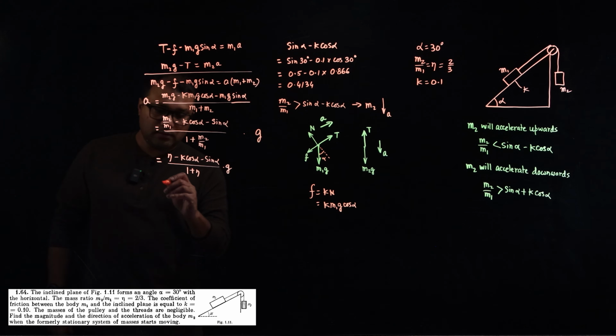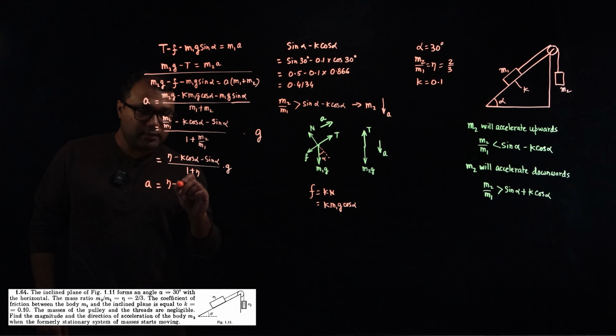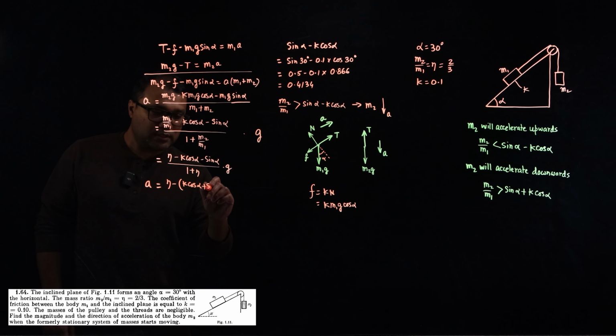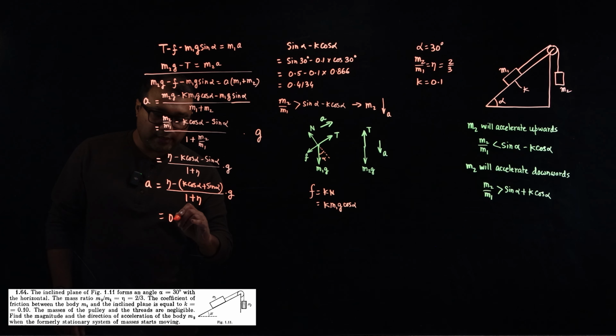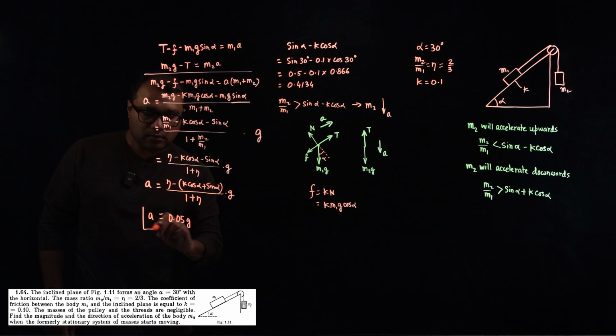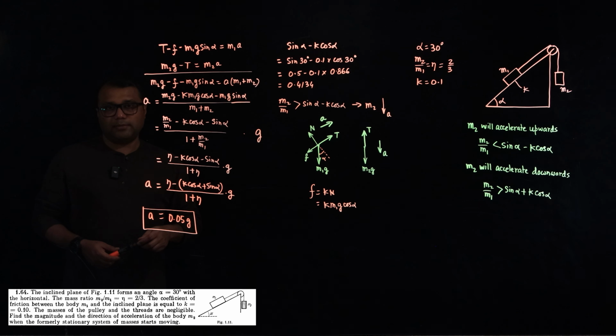Okay. So acceleration will be eta minus k cos alpha minus sin alpha, divided by 1 plus eta, times g. If you substitute all the values, we have all the values, this will come out to be 0.05 g. Okay. So that's our solution.